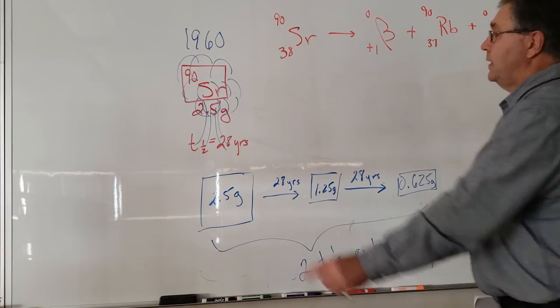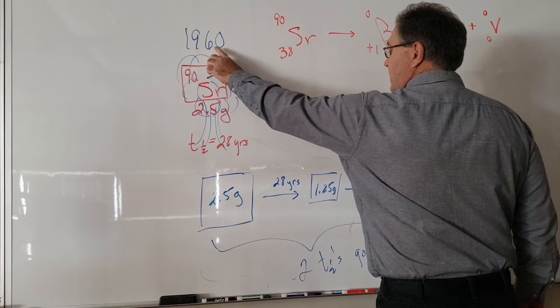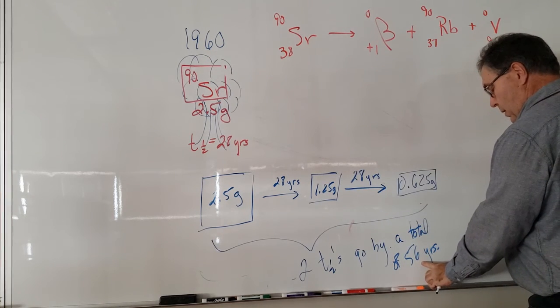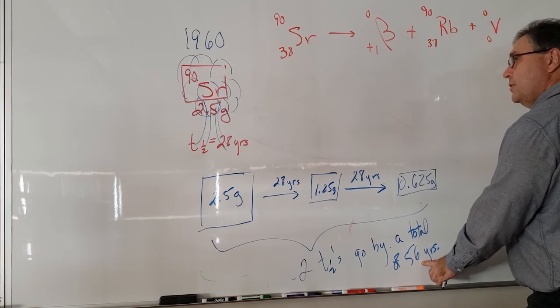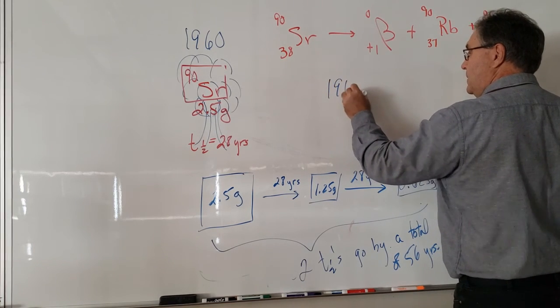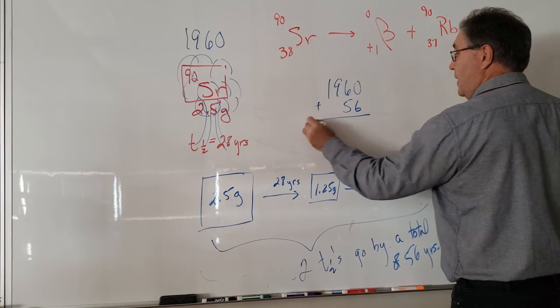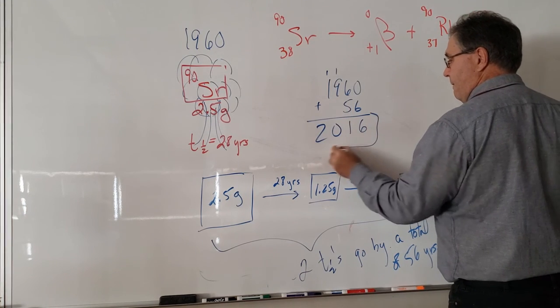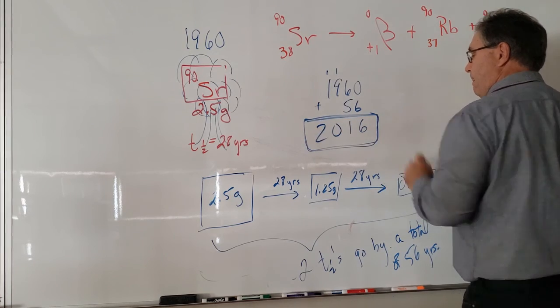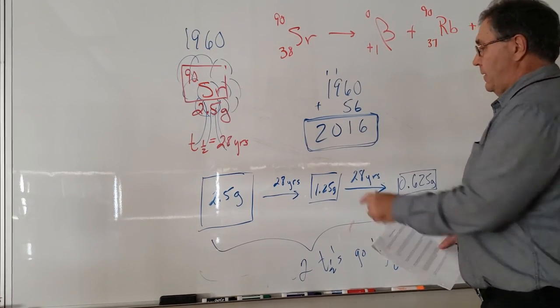So, if this original explosion took place in 1960, what would our date be 56 years later? 1960 plus 56 years later, the year would be 2016. That is the answer right there.